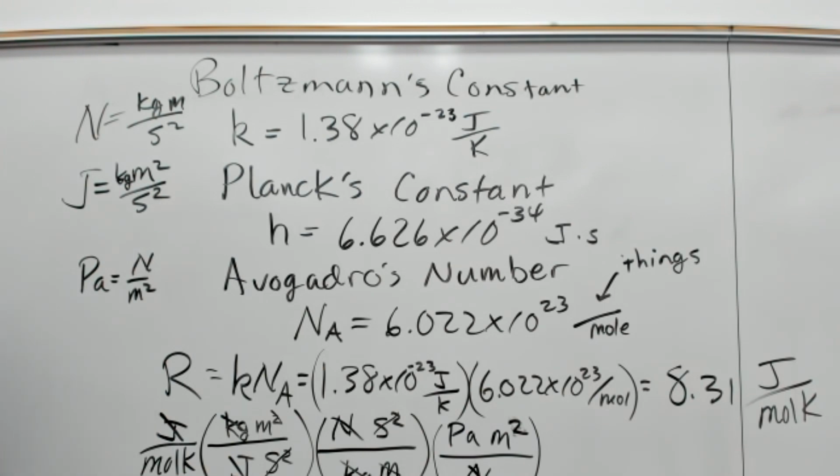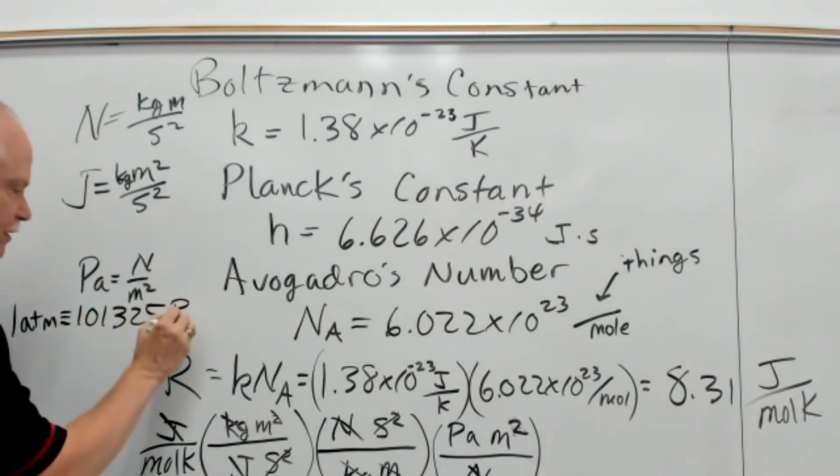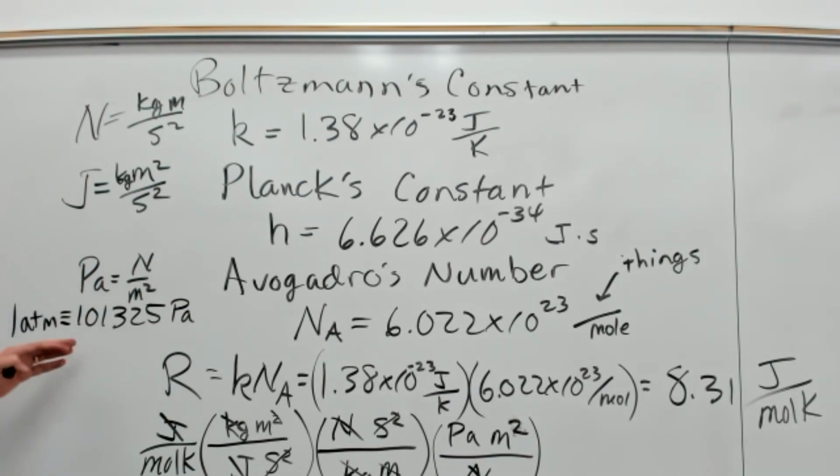And so 1 atmosphere is defined as 101,325 pascals. That's a definition. So that's our definition of atmosphere, 101,325 pascals.